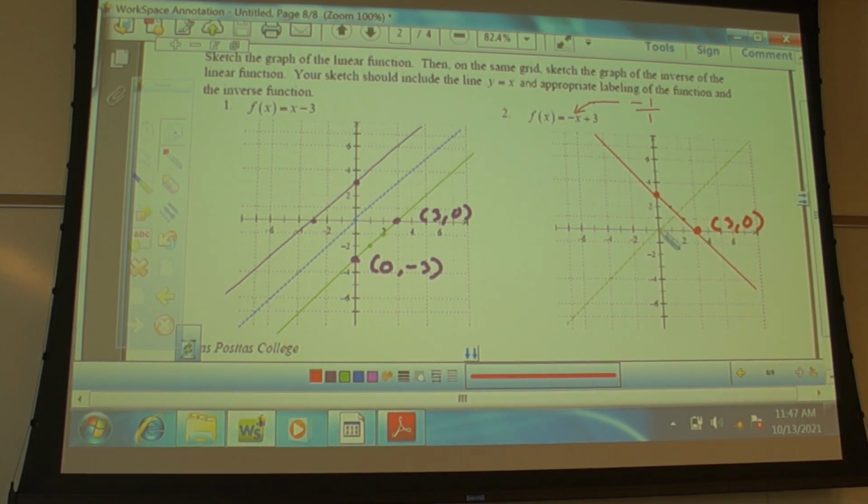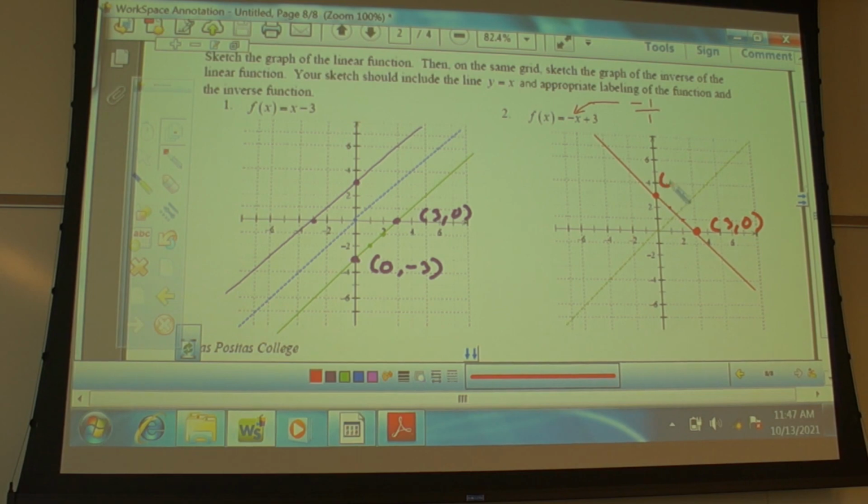This point here is 0, 3. And what do you know? They're their own inverse, right? 0, 3 goes to 3, 0. 3, 0 goes to 0, 3. There you go. You got your line.